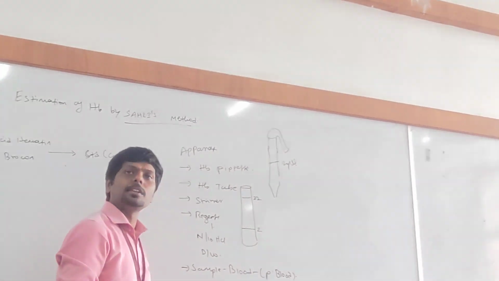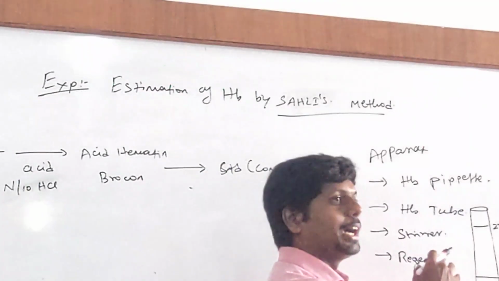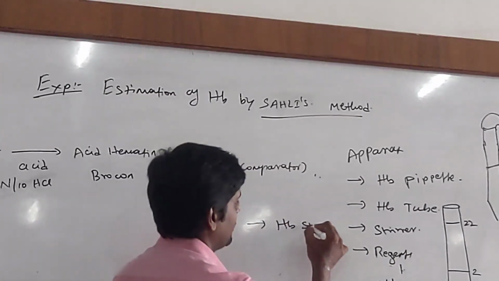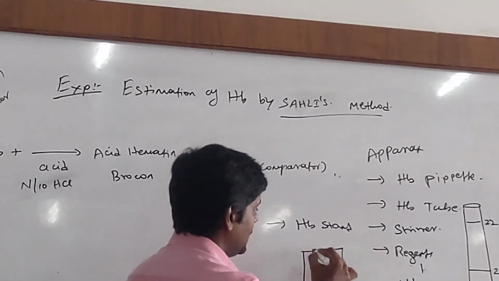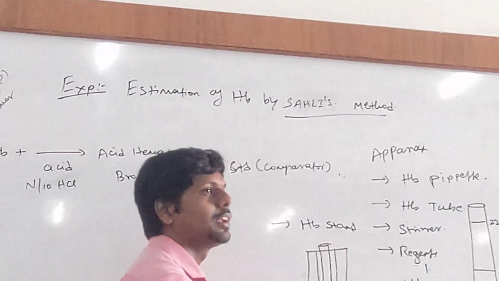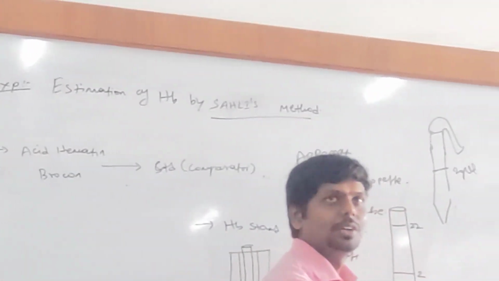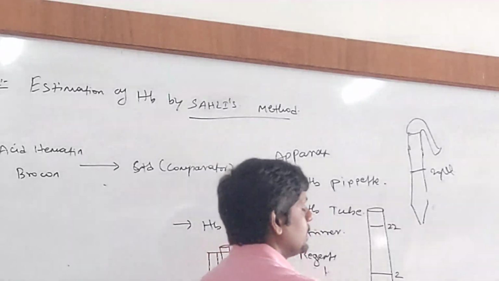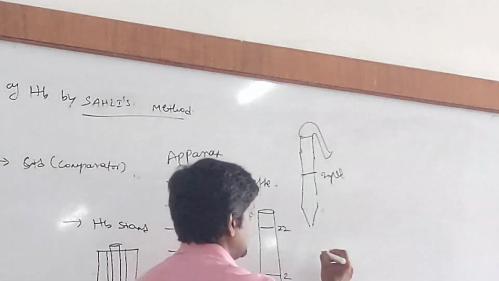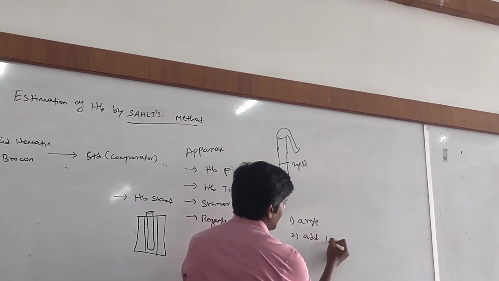So what is the procedure of Hb estimation? By the way, one more thing missing here. That is the Hb scale. This scale has 2 comparators and 1 central Hb tube slot. Right? So these are the complete apparatus. Then tell me the steps. Procedure. Directly collecting peripheral blood? Okay, arrange everything. Then add.